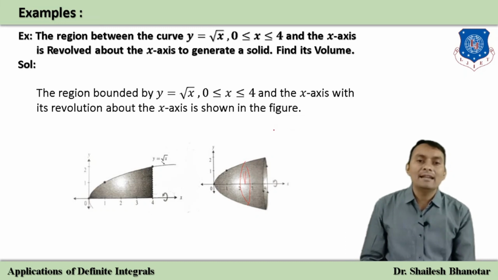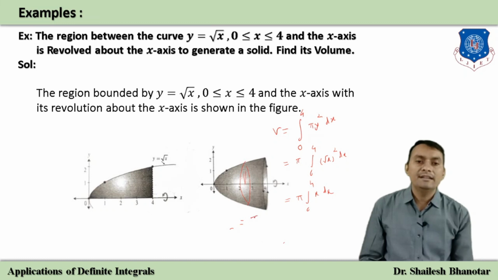So the volume V is equal to the integration from, I can take this cross section from here to here, that means 0 to 4. The cross section area will be pi r squared, but the radius is parallel to the y-axis, so I can say pi y squared dx. But here y is square root of x, so pi times square root of x raised to the power 2 dx. You can verify that this is exactly just x dx.